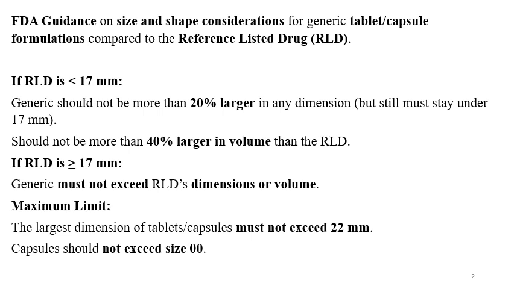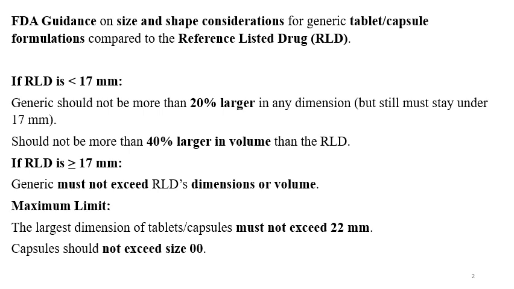Then if the RLD is 17 mm or above 17 mm, the generic formulation must not exceed the RLD's dimension or volume. That means if the RLD is 17 mm, you need to make the generic formulation of 17 mm only, and it will not be larger than 17 mm. Also, it should be in line with the volume of the tablet of the RLD. Then the maximum limit: the largest dimension of tablets and capsules must not exceed 22 mm. That is the length. Tablet length should not be more than 22 mm.